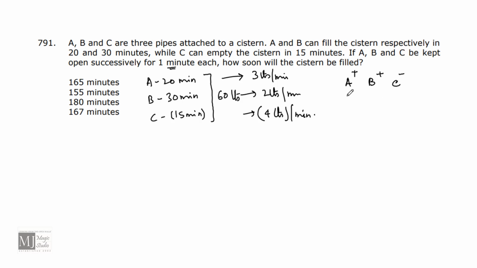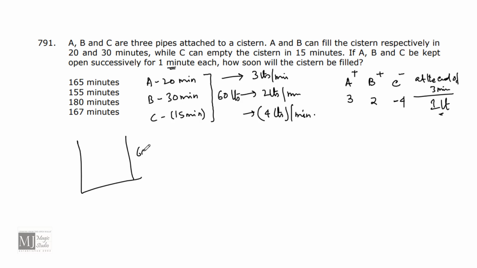So when A is pumping in, it is pumping in 3 liters. When B is pumping in, it is pumping in 2 liters. And now we have 5 liters in the tank. Now C's time begins and it pumps out 4. That means at the end of 3 minutes, there is only 1 liter of water in the cistern. The cistern is 60 liters and there is only 1 liter at the end of the very first cycle. Now the trick here is to find the total of this additive property, that is 5.